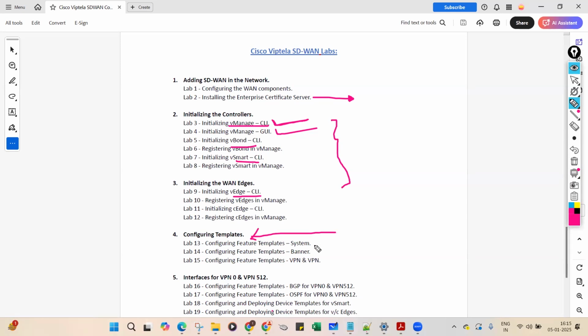We will be configuring each and every device. We will be discussing the different features that we have in templates. To give you a brief about templates, templates are divided into two aspects: one is feature templates and the other is device templates. We will be discussing the feature and device templates in detail, and we will also see how to use these templates to configure our SD-WAN devices.